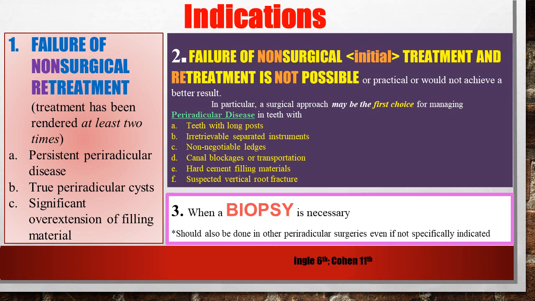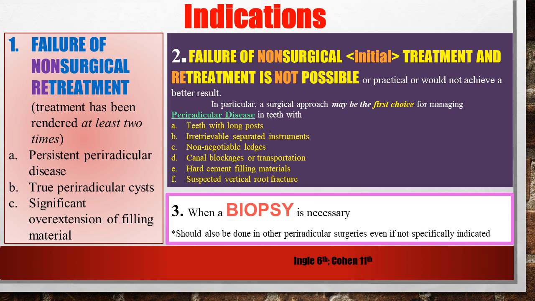Hard cement filling material. So you have used something like MTA or Biodentine to perform your apexification or apexogenesis. The patient comes back after maybe 10-15 years and you see that there is a huge lesion. Okay, it is not going to be possible for you to actually go through your MTA and Biodentine because they are very, very hard materials. It's not easy to remove it. So in such cases, you will have to perform your surgical endodontics.